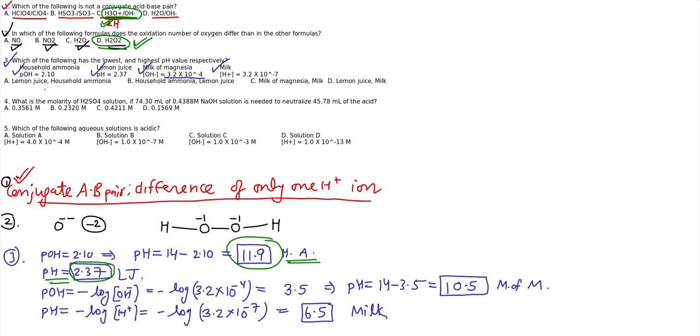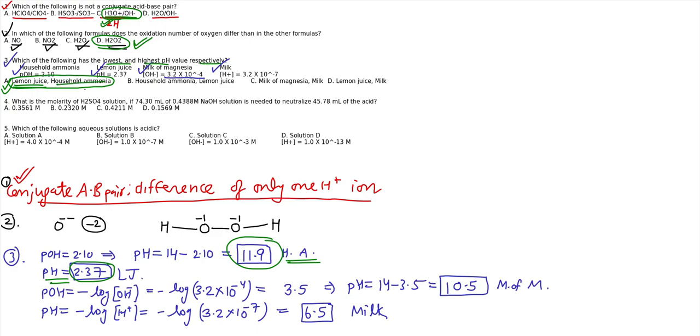So let us see which is the correct answer. It is the first one, right? Lemon juice and household ammonia. You have to mark the lowest and highest pH value respectively. So first you will write lowest, then highest. So lowest is lemon juice and highest is household ammonia.